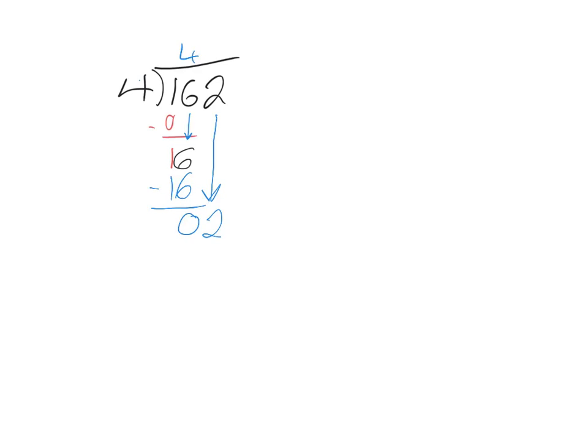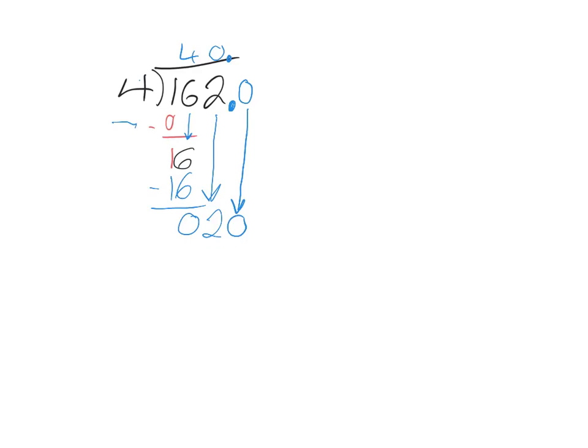This is where it gets fun. I would say it doesn't go in, so I put a 0 here, and I would normally be left with a remainder of 2. But in this situation, we're going to add a decimal point. And we know that we can put as many zeros past the decimal point as I want, and it doesn't change the number. So I'm going to add a decimal point with a 0, and I'm going to bring that 0 down. Now I'm going to ask myself, how many times does 4 go into 20?